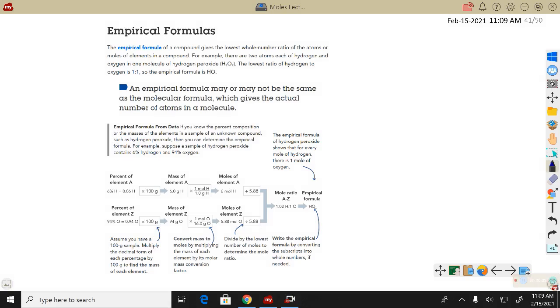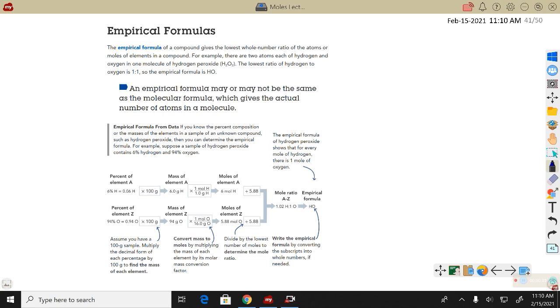Previously, we've looked at determining the percent composition of all the elements in a compound. What percent of the mass comes from a particular element in a compound? Now we're going to do the opposite. If I was given the percent composition of a particular compound, could I go backwards and figure out its formula? That formula is going to be called an empirical formula.